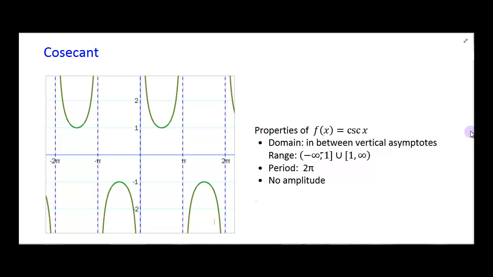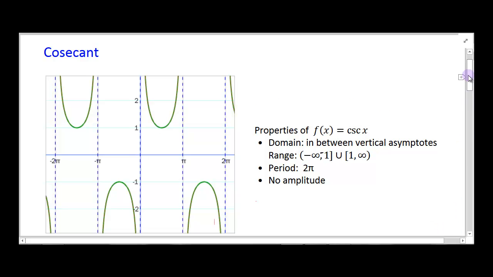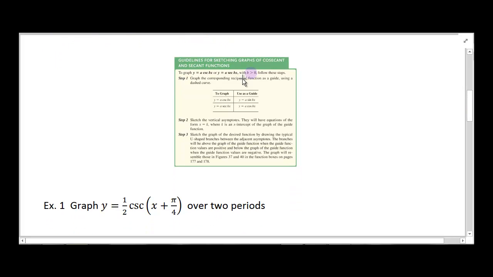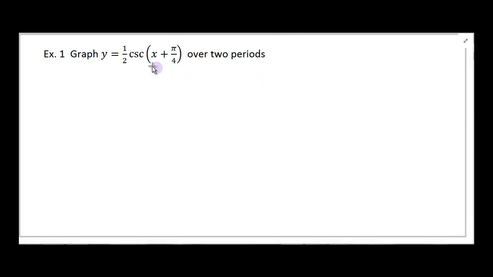So let's see how we're going to graph this function. This is just telling me that I need to remember that in order to graph cosecant, I'm going to be relating it to sine, or using sine as a guide. So our first example says I want to graph this function over 2 periods.